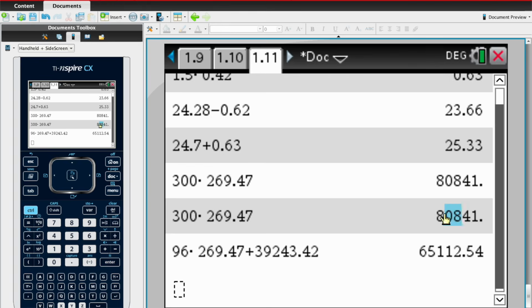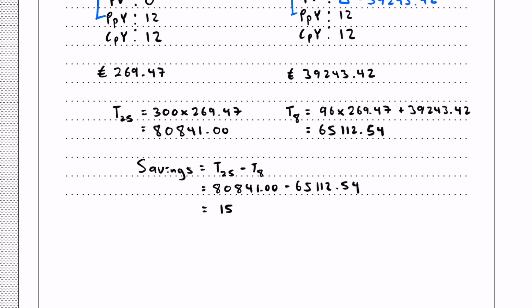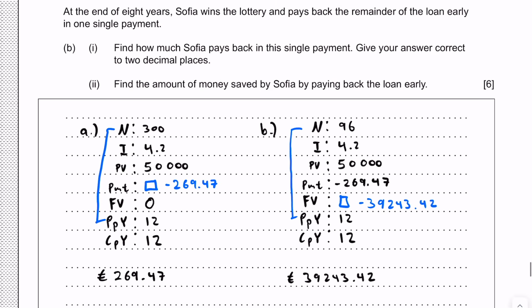So here is the original amount. I'm going to copy paste this minus the 8-year amount. And in the end, she has saved $15,728.46. So that's the difference between the 25 years of payments and just the 8 years of payments. So let's go and write this out. This is $15,728.46. And once again, this is in euros. Okay, there it is.